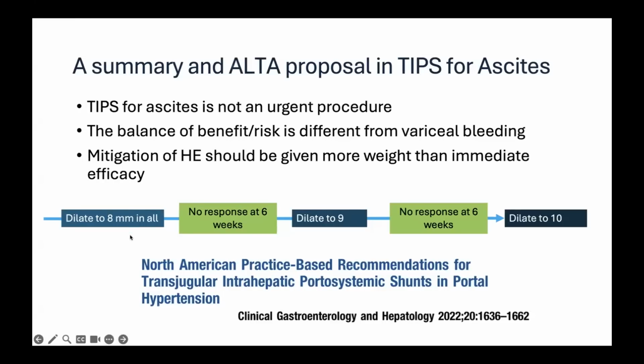But probably if there were diameters of 6, we would start at 6 and then increase the diameter. And if there's no response at 6 weeks, and you have to wait for 6 weeks, because otherwise you are not seeing the efficacy of the intervention, you dilate to 9, and if there is no response at 6 weeks, you dilate to 10.